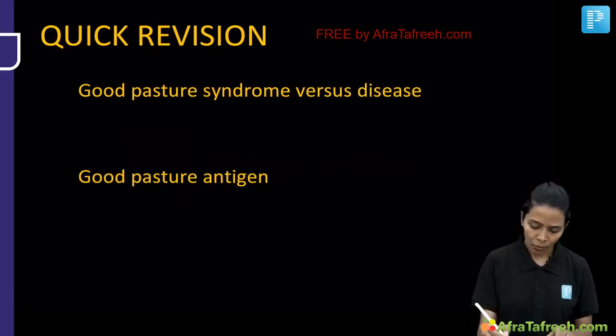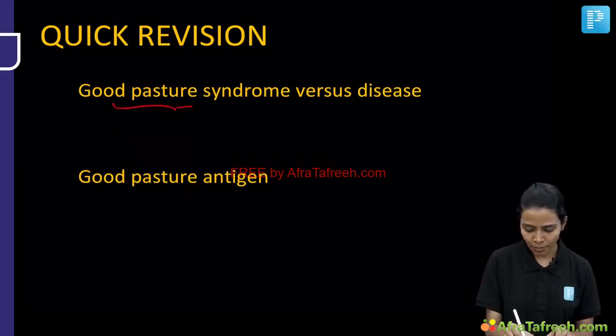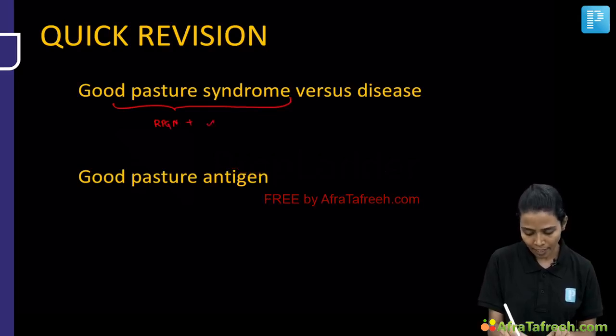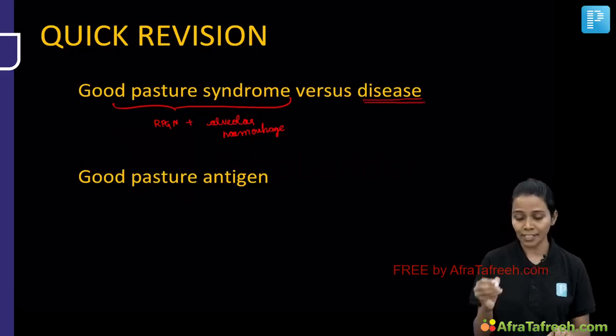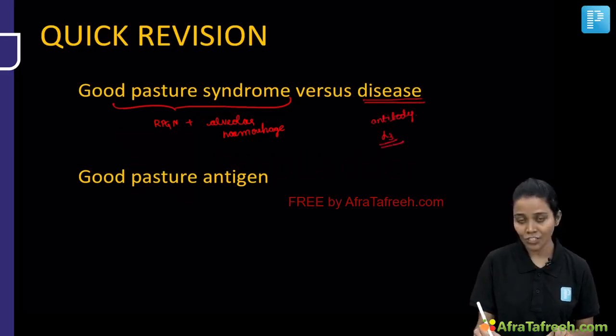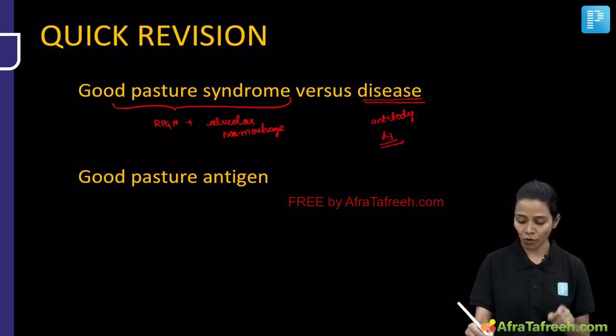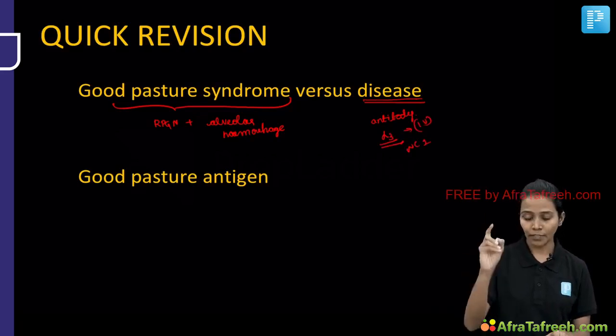Now, first is Goodpasture syndrome versus Goodpasture disease. We know that Goodpasture syndrome consists of any cause that can cause RPGN plus alveolar hemorrhage, which can be anti-GBM disease or some vasculitis. Whereas Goodpasture disease is when there is an antibody directed against the alpha 3 chain of collagen type 4, to the NC1 domain. Quick revision.